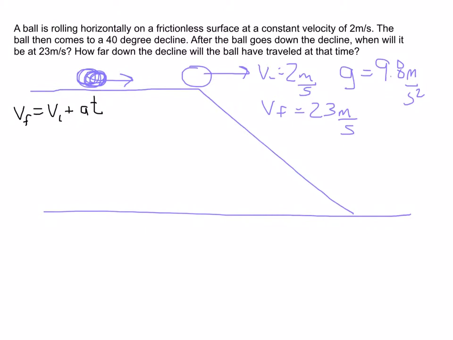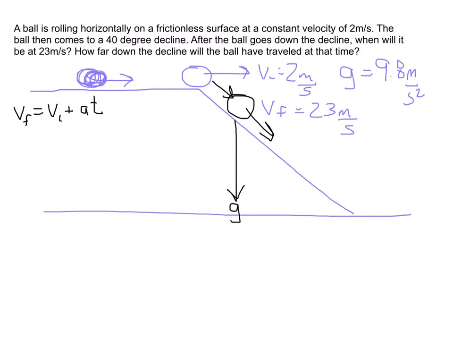The acceleration is due to gravity. However, gravity acts straight down in this direction. So here's my G. And the ball, as it comes rolling down in this direction here, is moving in this direction, so it's not the same direction as G. So we want to find the component of gravity that is moving in the same direction as the ball.